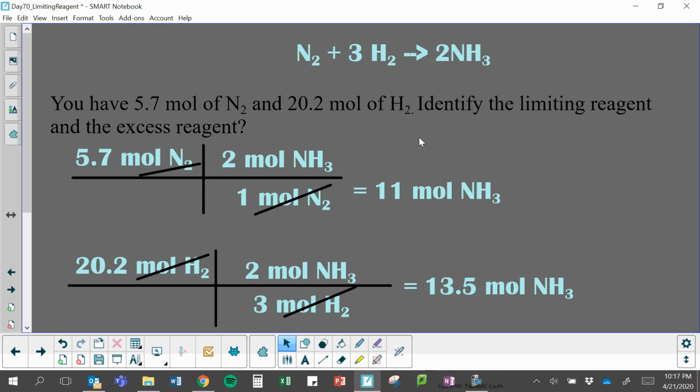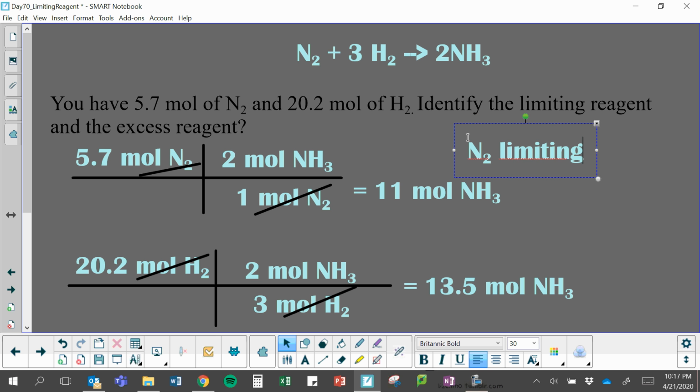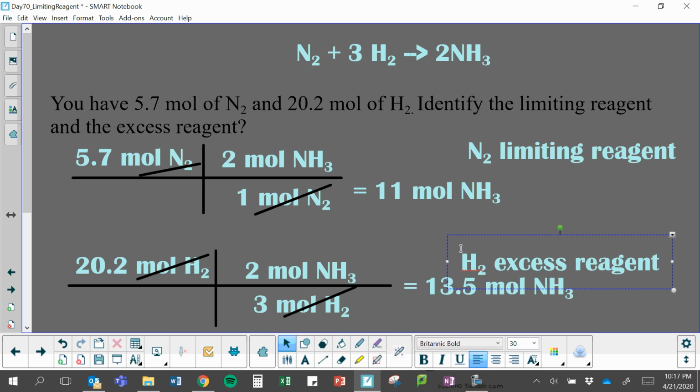Okay, so now we're looking, and the smaller number, the amount we would actually make, would be 11 moles. So that means this is going to be our limiting. So our N2 is our limiting reagent. And that means the other thing that we made more of, H2, is our excess reagent. Because we would not actually make 13.5 moles, we would make 11, and then all the rest would be leftover H2.